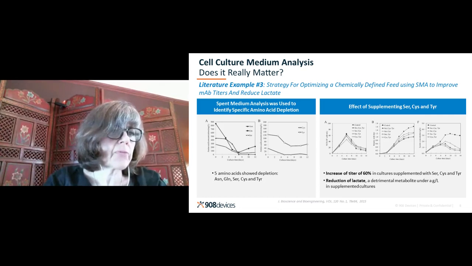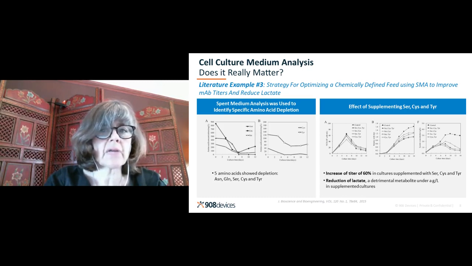In this example, in the first graph on the left, spent medium analysis was used to identify specific amino acid depletion. So we see asparagine, glutamine, serine, cysteine, and tyrosine being depleted during the time course. What the authors did was test several types of supplementation with these 3 different amino acids in different combinations, and they found that supplementing all 3 amino acids together gave them the highest relative increase in titer, and also gave them the best control of the lactate, so a higher lactate consumption toward the second phase of the culture. And they obtained about a 60% increase in titer.